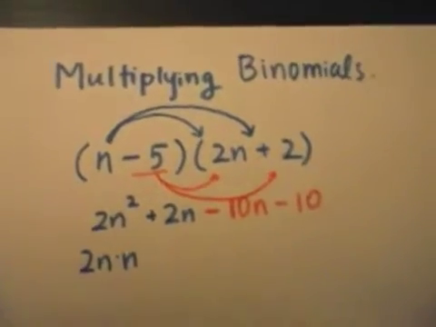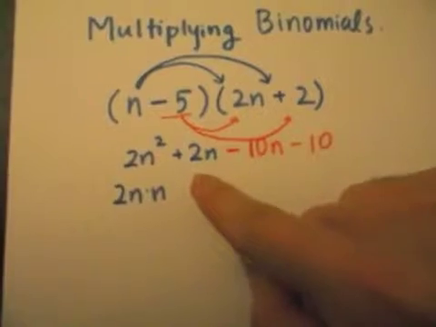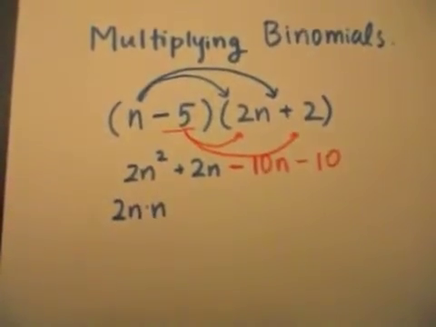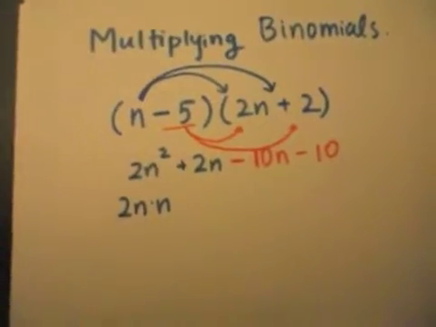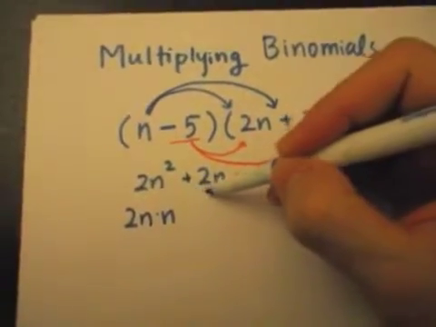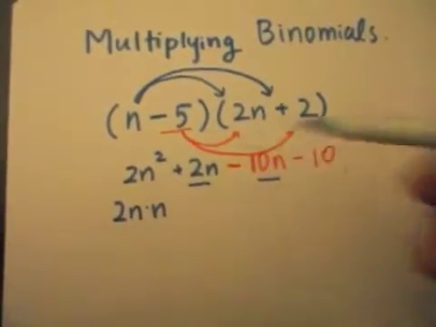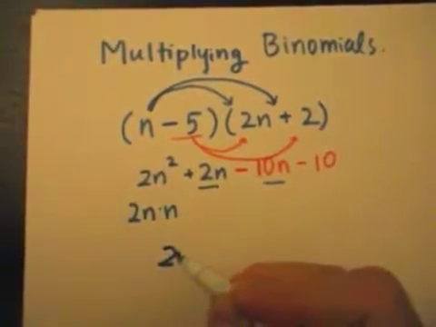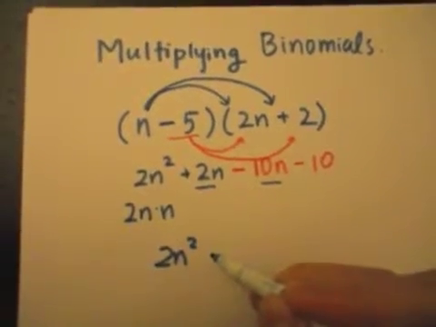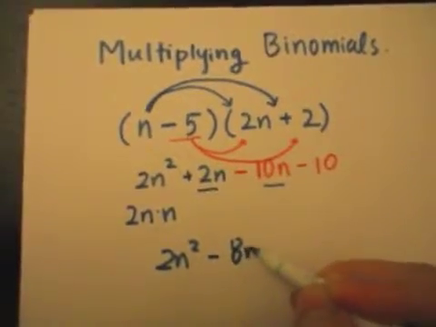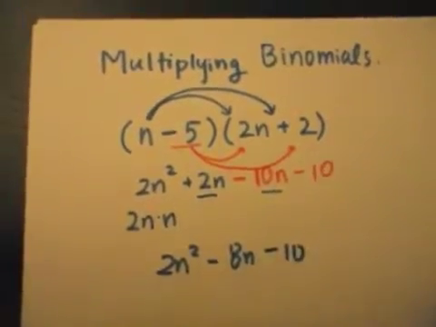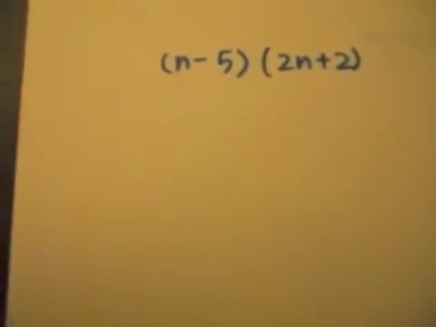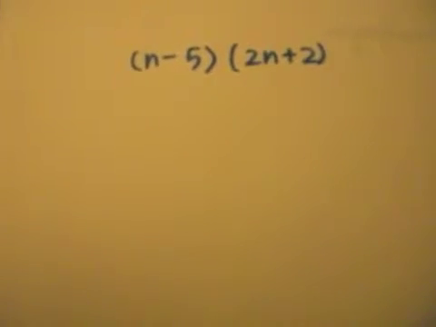What do I do now? Well, I just combine my like terms. I have a positive 2n and a negative 10n. If I combine those like terms, I'm going to get negative 8n. So my final answer is going to be 2n squared minus 8n minus 10.